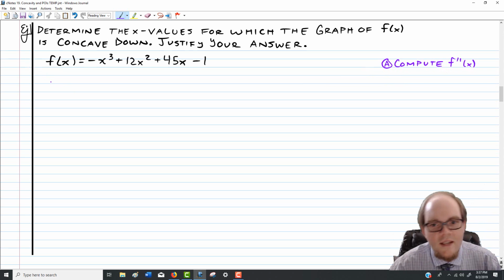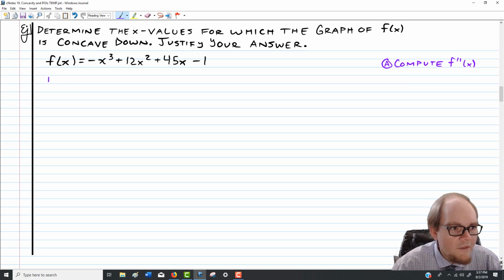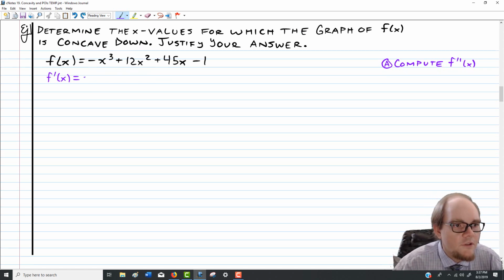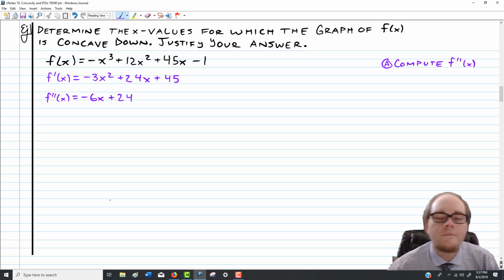So in order to get to the second derivative, though, we're going to have to first go through the first derivative. So make sure you don't get distracted as you do this first derivative and then start doing critical numbers. That's not what we're looking for here when we're asked to determine where the function is concave down. So in our case, this first derivative is going to be negative 3x squared plus 24x plus 45. Someone else can factor that thing. We're interested in the second derivative, which in our case is negative 6x plus 24. So our second derivative is present. We're ready to start taking a look at it.